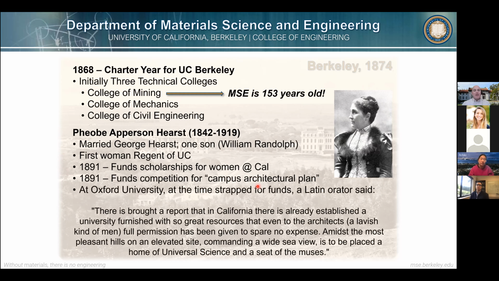And at the time, there's kind of a few fun quotes about these sorts of things. At Oxford University, which at the time was apparently rather strapped for cash, a Latin orator was quoted as saying, "There is brought a report that in California, there is already established a university furnished with so great resources that even the architects, a lavish kind of men, full permission has been given to spare no expense. Amidst the most pleasant hills on an elevated site, commanding a wide sea view, is to be placed a home of the universal science and a seat of the muses." So this is where, if you come to Berkeley and you come to material science, you get to be part of this, right? A home of the universal science and a seat of the muses.